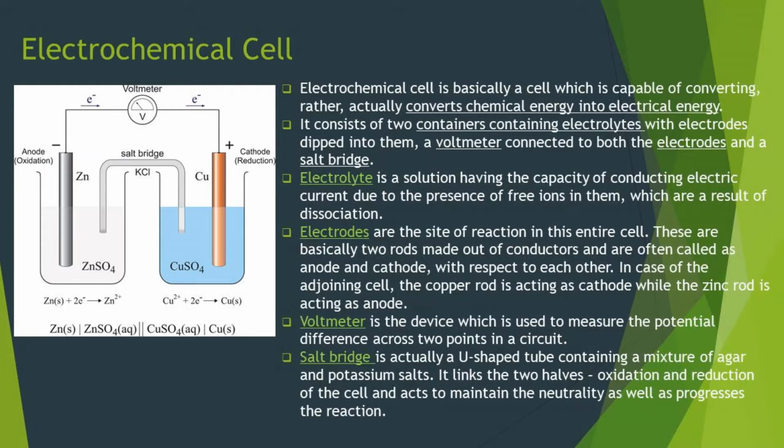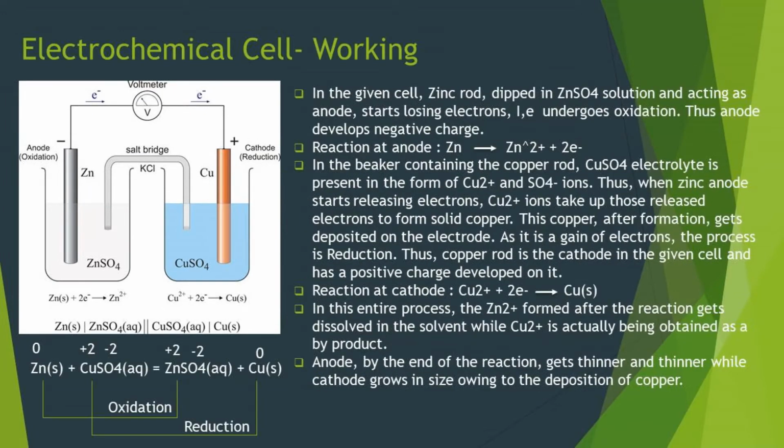Voltmeter is the device which is used to measure the potential difference across two points in a circuit. Salt bridge is actually a U-shaped tube containing a mixture of agar and potassium salts. It links the two halves, oxidation and reduction, of the cell, and acts to maintain the neutrality as well as progresses the reaction. Now we will study about working of electrochemical cell.